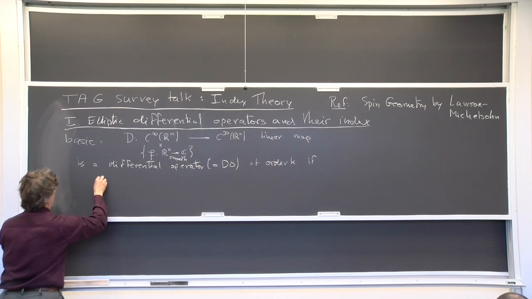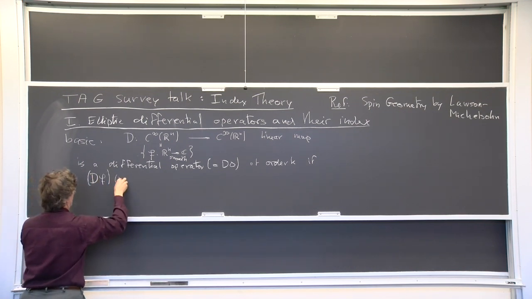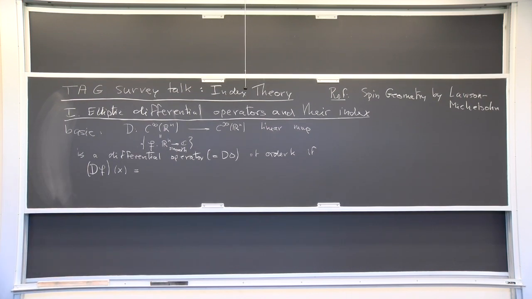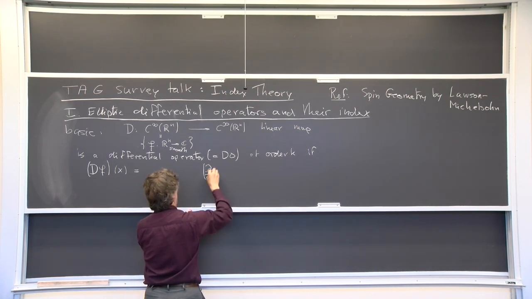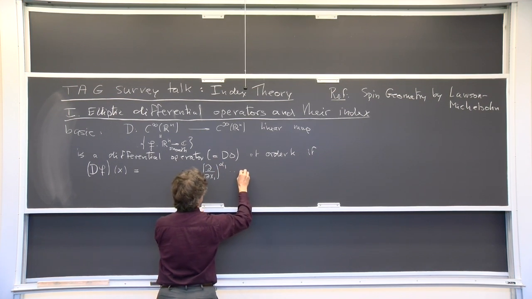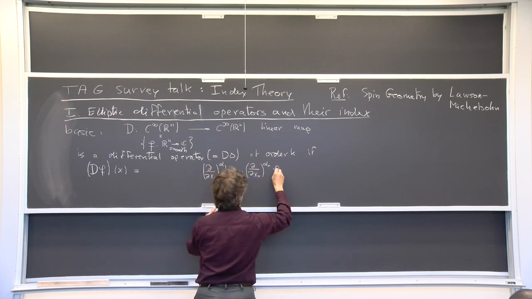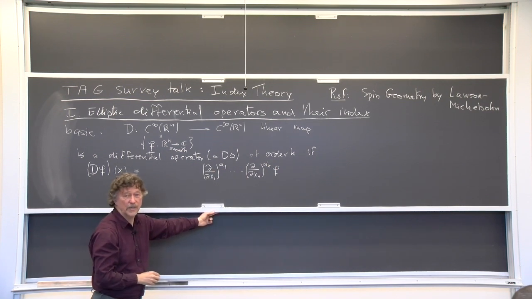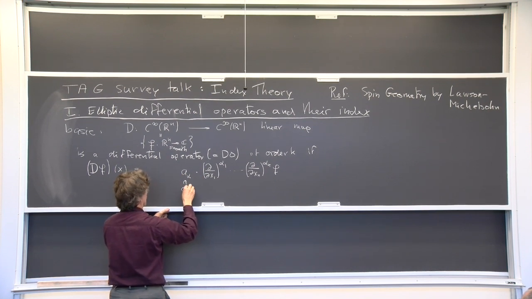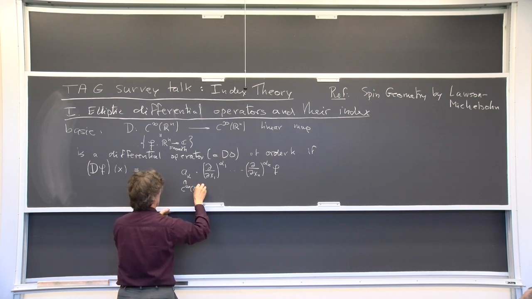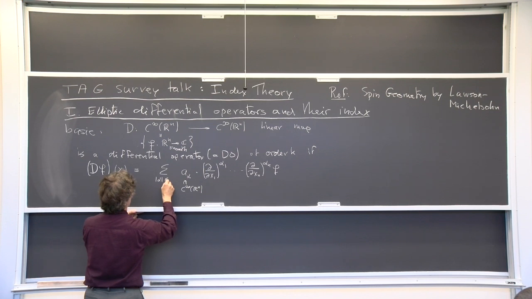Suppose that you have a function f, and you want to apply this map to it. Then this is a new function, and it should have the following form. You take the old function and differentiate it a bunch of times in a bunch of directions: differentiated alpha 1 times in the first coordinate direction, alpha 2 times in the second coordinate direction, up to alpha n times in the nth coordinate direction. Then you multiply this by some other function, which will depend on alpha. That's just another smooth function on R^n. And you sum up for all alpha smaller or equal to k.